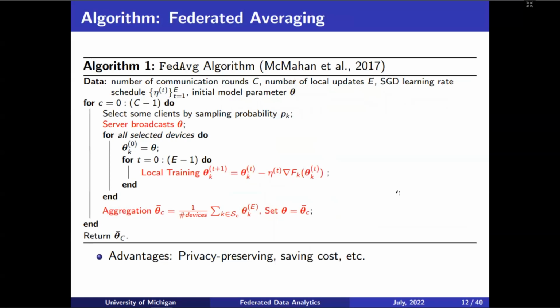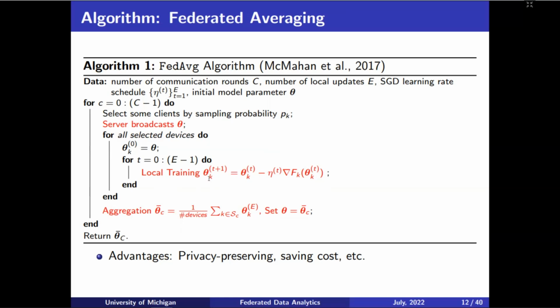This algorithm briefly summarizes the FedAvg algorithm. Here, the C is a communication round. At the beginning of each communication round, the server selects some clients by the probability PK and broadcasts a model parameter theta. After receiving the theta, each device will run some local computations, such as the stochastic gradient descent, to obtain the updated parameter theta k.